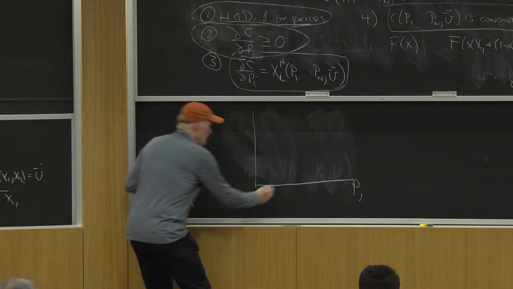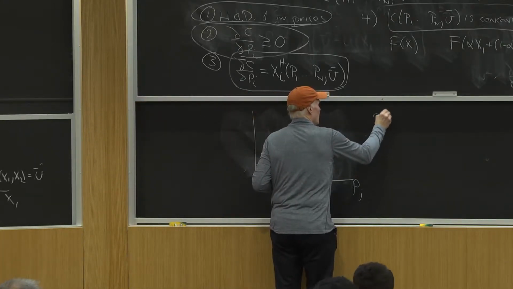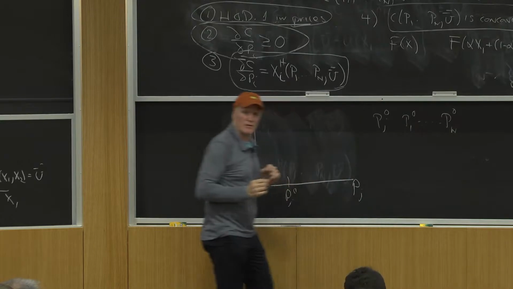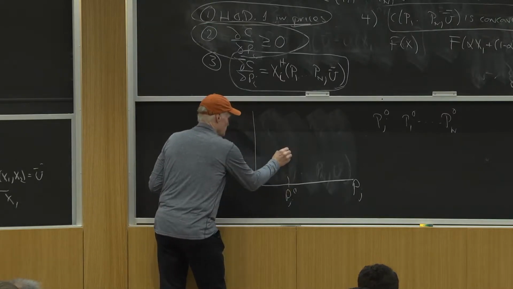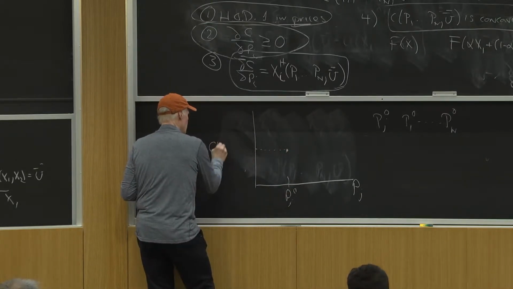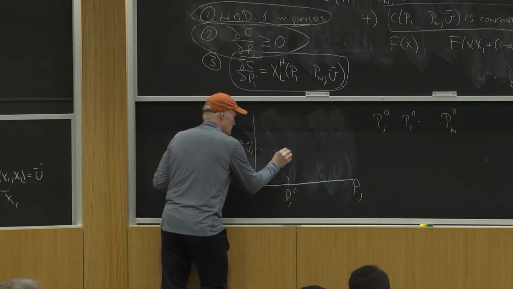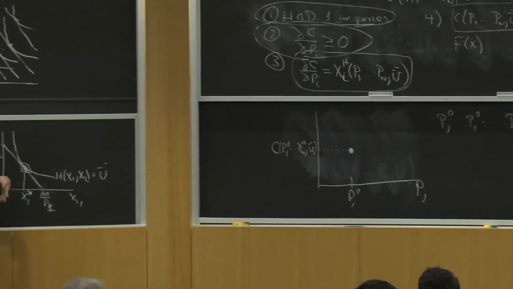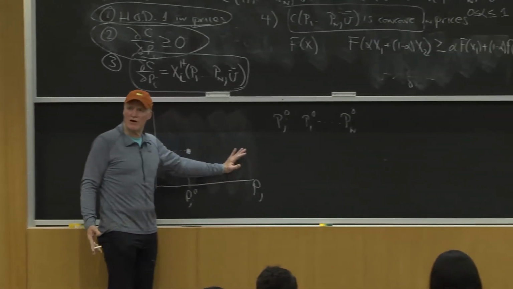And I'm going to start out at some Pj naught. That's the initial price. So I got Pj naught and P1 naught all the way up to Pn naught. Right? All my prices got some initial number. And I'm going to assume that I have some cost at that initial point. So this is some cost minimizing point. This is C of P1 naught up to Pn naught, U bar. That's my cost. Okay. And I know that point. That's my starting point. And then I'm going to say, how does my cost vary as Pj moves? As Pj changes, how does my cost vary?